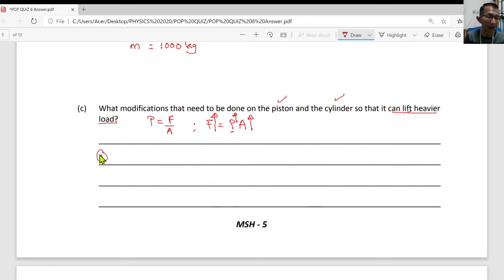Okay, one, we can increase the cross-sectional area of the piston, so that we can lift a heavier load. That is area. Now, can we increase the pressure? Yes, we can increase the pressure, but we need to work out what modification we are going to do to the piston and the cylinder. So here I have done something to my piston. What about the cylinder? Well, for the cylinder, we can also increase the cross-sectional area. We deal with the area, so we're done with it.